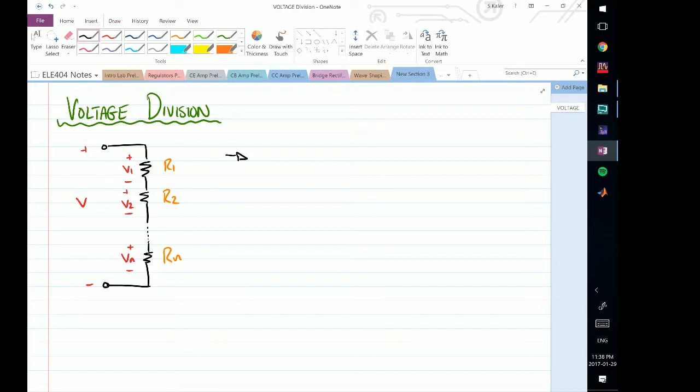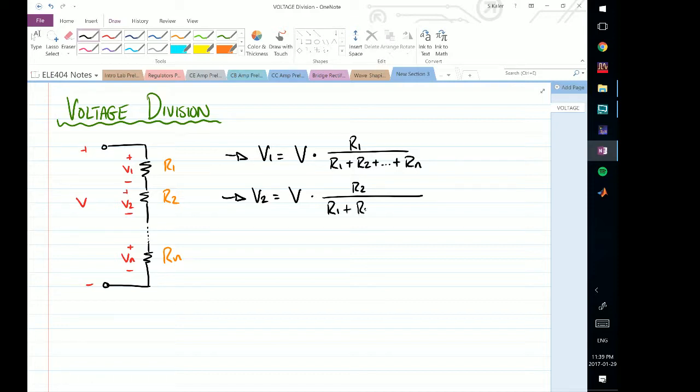Voltage division essentially tells me that the voltage V1 will equal the source voltage, or the voltage across the terminals of the entire series branch, times the resistor of interest. So V1, the resistor of interest will be R1, divided by the total resistance. So in this case, that'll be R1 plus R2 plus all the resistances up to my nth resistor. At the same time, if I want to look at V2, I can say this will be V times R2, because now R2 is the resistor of interest, divided by the total resistance in the entire series branch.